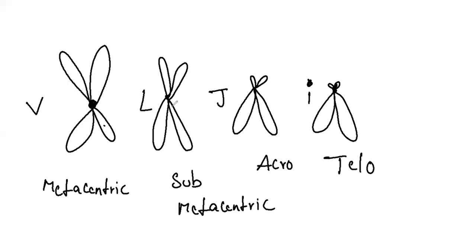And in this you have an unequal arm ratio, and you can see the shape. One is lengthier and one is quite shorter. Here one is very small and one is lengthier. So the arm ratio will be greater for acrocentric. And in telocentric, the centromere is almost at the tip. That's why it is I, and the chromosome has a single arm. This is a very important point: the arm ratio will be more for acrocentric.